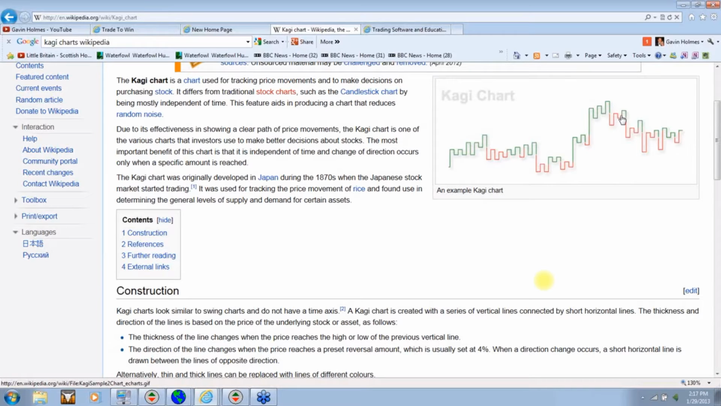And I'll prove to you that the short trade that I gave last week on the pound was combined from a VSA setup based on a Kagi chart, and I also use something called point and figure charting, which I'm not going to discuss tonight because this is a seminar on Kagi charts. So the Kagi chart is used for tracking price movements and to make decisions on purchasing stock, as we've said. Now, how do we construct a chart?